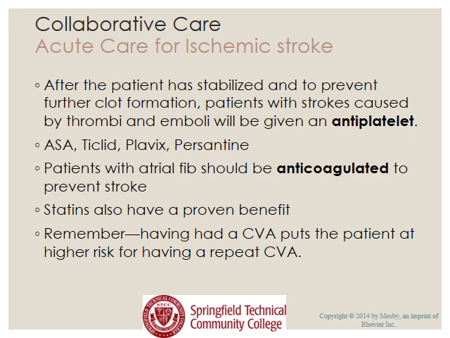After the patient has stabilized, and to prevent further clot formations, most patients with strokes caused by thrombus and embolus will be given an antiplatelet. And most commonly, they'll have aspirin 325 milligrams daily. Patients who have atrial fib, as we talked about, will be anticoagulated to prevent stroke. And statins also have a proven benefit for these patients. They stabilize the plaques, and patients on statins have better outcomes in stroke. And one thing that's important to remember is that the patient who's had a completed stroke in the past is at a higher risk for having a second stroke.